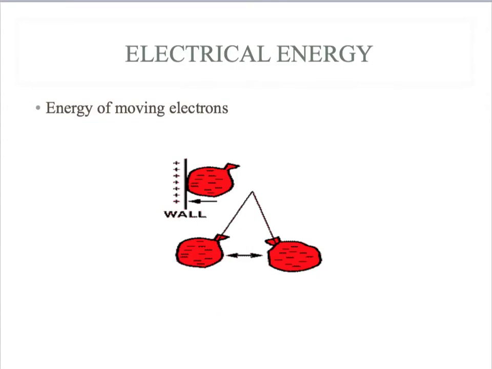Okay. Next type of energy is electrical energy. We'll talk about this more in the spring also. This involves the energy of moving electrons. And there's several different ways that we see electricity in our lives.